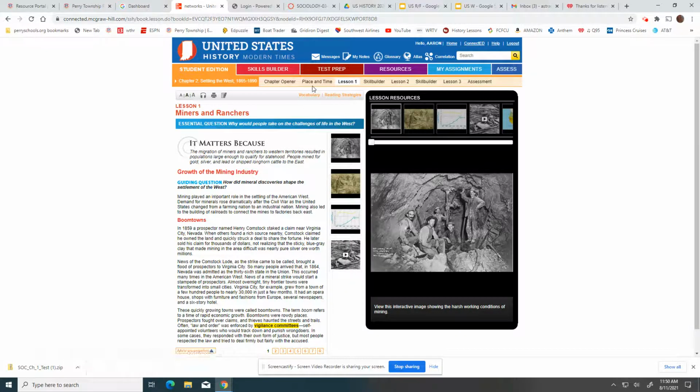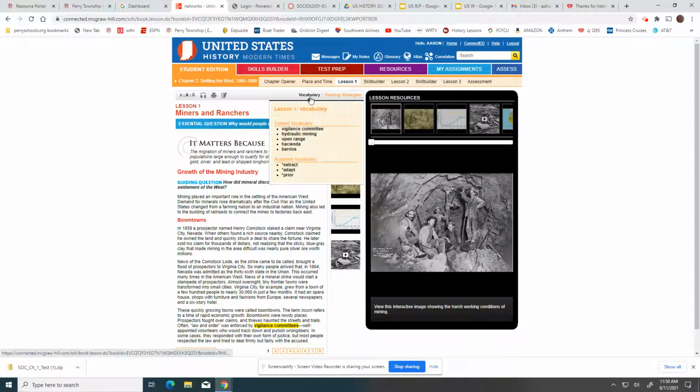Third thing I want you to do is take a look at the content vocabulary. You're going to get a little drop down here. Here's the 5 words that we need to focus on. Every lesson's got a little bit different. The academic words are important, but they're not what we're going to focus on, okay?